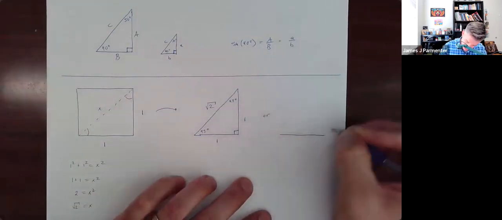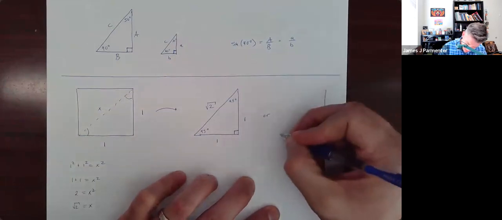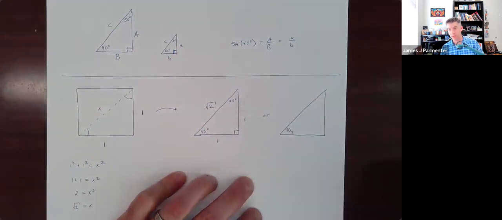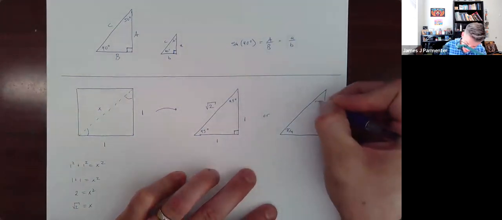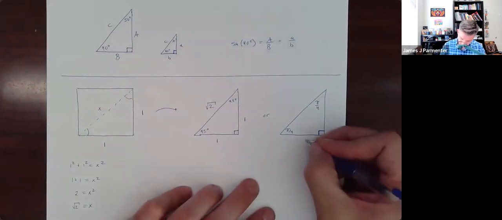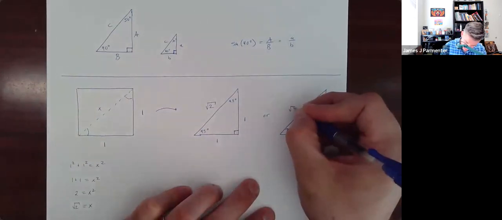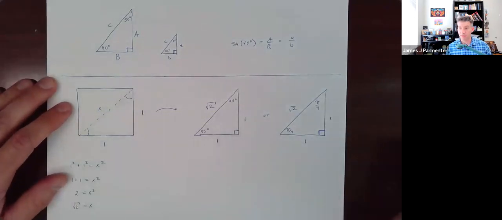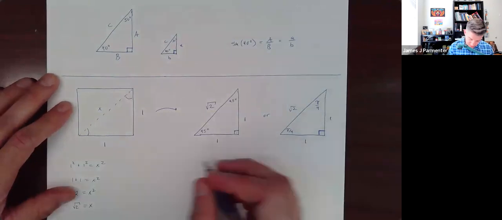You can also see that you could call those angles pi over 4, because we saw yesterday that 45 degrees is the same as pi over 4. And the side lengths are still 1, 1, and the square root of 2. So let's find all 6 trigonometric functions of 45 degrees.